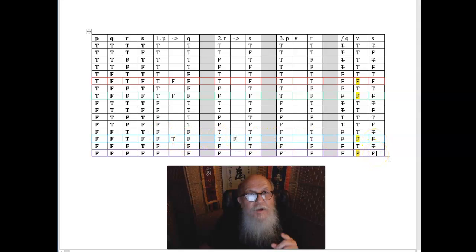That leaves one possible chance to make this argument form invalid. False then false is true. False then false is true. But false or false is false. Once again, I can't have all true premises and a false conclusion.